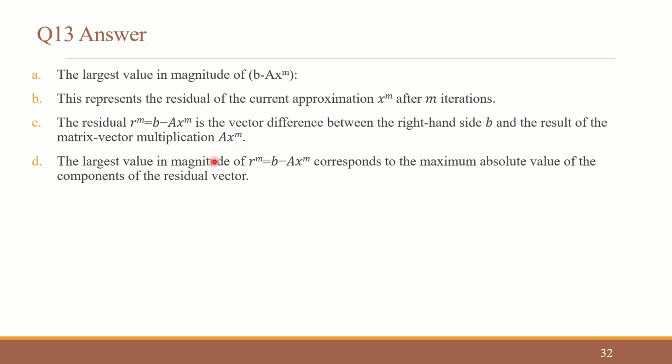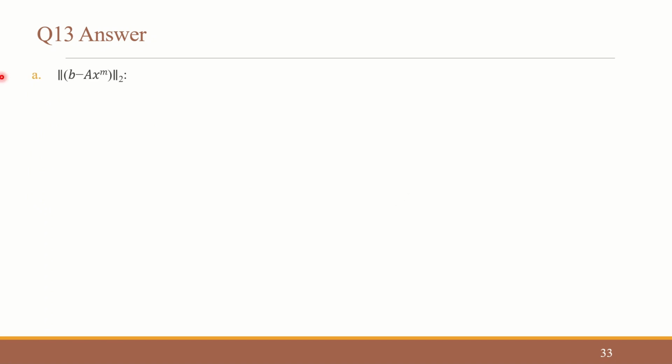So the largest value in the magnitude of the residual Rm corresponds to the maximum absolute value of the components of the residual vector. So it is one method. This is seen as the infinity norm or maximum norm of the residual. So this is one way of calculating or representing the norm, that is, the maximum norm of the residual. The second one was the second norm, b minus Axm with subscript 2.